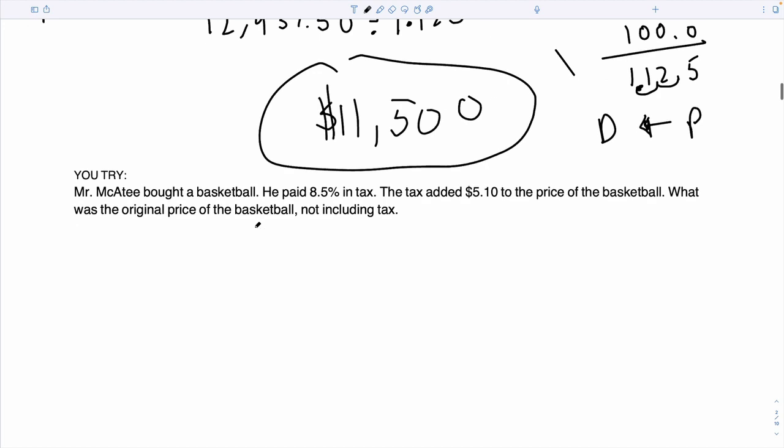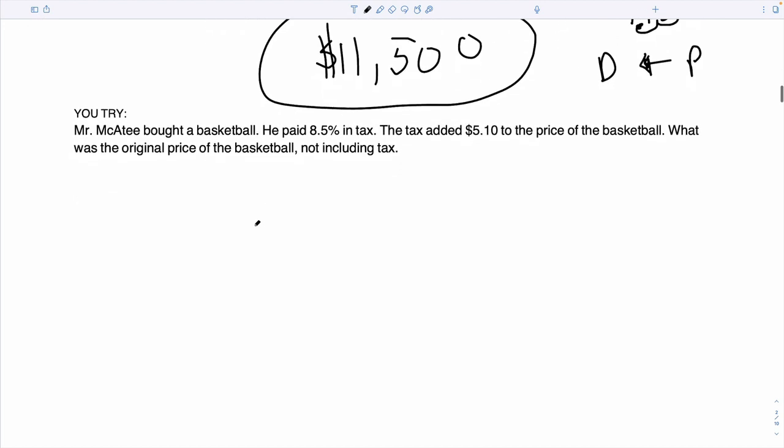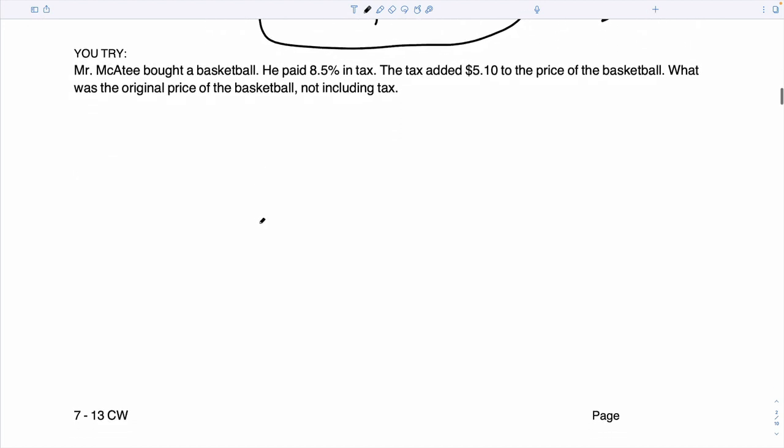There's a few other question marks as well. You're going to try one before you blast off to your final day of review. Mr. Mackey bought a basketball. He paid 8.5% in tax. The tax added $5.10 to the price of the basketball. Box tax. The tax added $5.10. What's the original price?